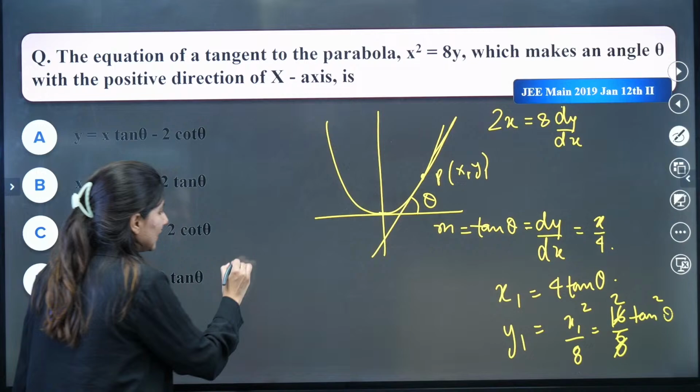So y is equal to x tan theta, and this will be minus 4. So y is equal to x tan theta, and this will be minus 2 tan square theta. So this is your equation.